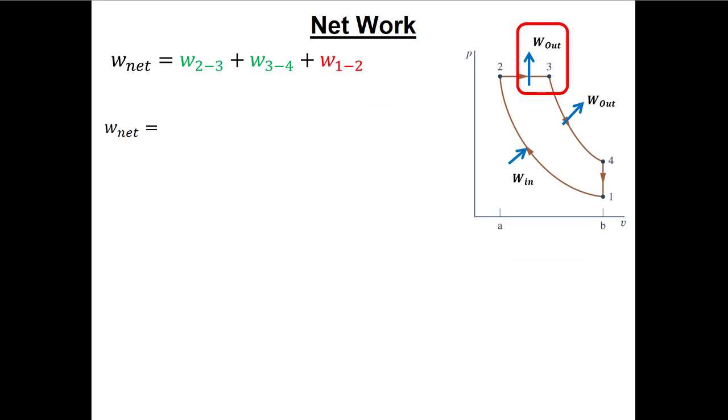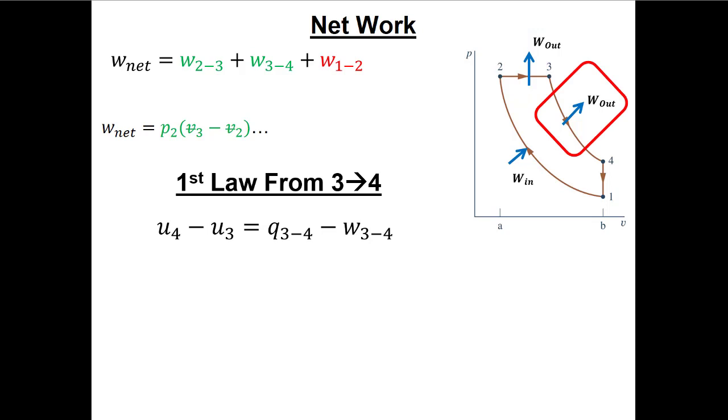So how do I find the net work? I know this work that comes out between state 2 and state 3 is the integral of P dV, but the pressure is constant, so it's going to be P2 or 3 multiplied by V3 minus V2. Work from 3 to 4 is going to be just what I would normally find from the first law. I'm going to assume that there's no heat here, that it's a simple process. And then work from 3 to 4 is U3 minus U4. So I'll put that into my net work equation.